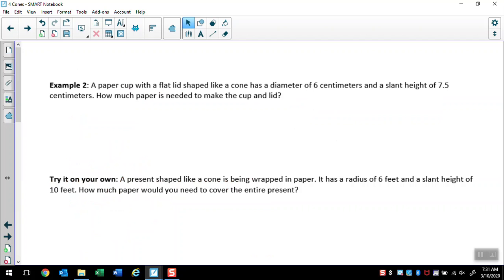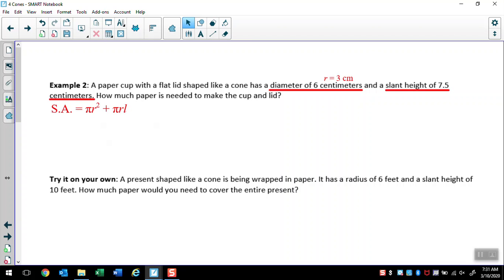All right, example 2, a word problem. A paper cup with a flat lid shaped like a cone has a diameter of 6 centimeters and a slant height of 7.5 centimeters. How much paper is needed to make the cup and lid? All right, well first, it gives us a diameter of 6 centimeters. And we know in our formula, we need radius. So we're going to have to cut that in half and use the radius of 3 centimeters. All right, and then we need that other piece of information, the slant height of 7.5 centimeters.